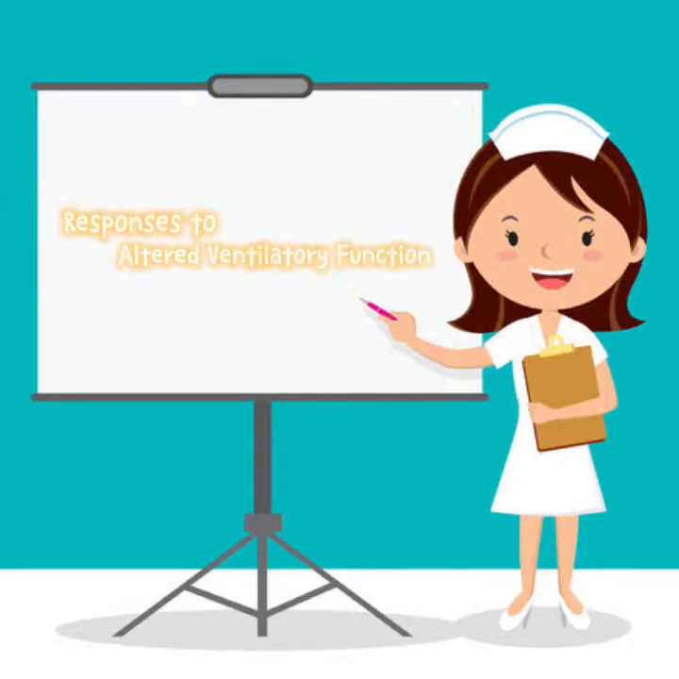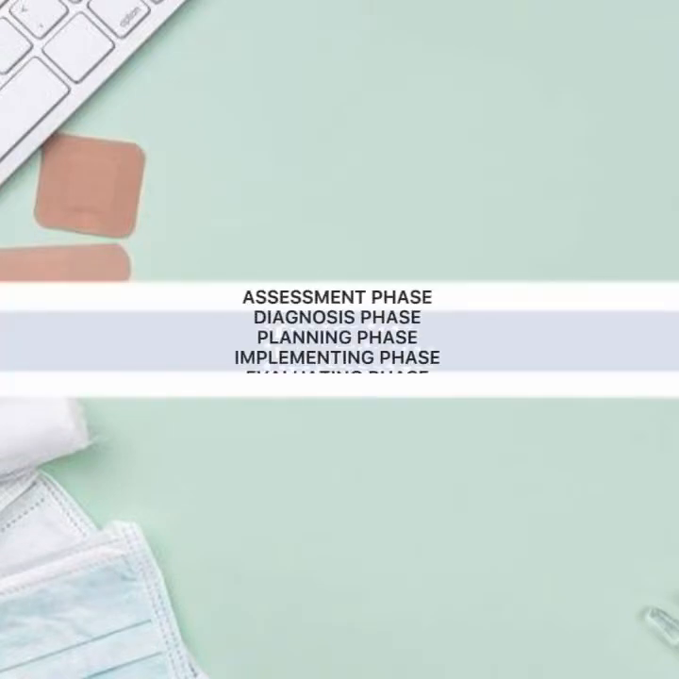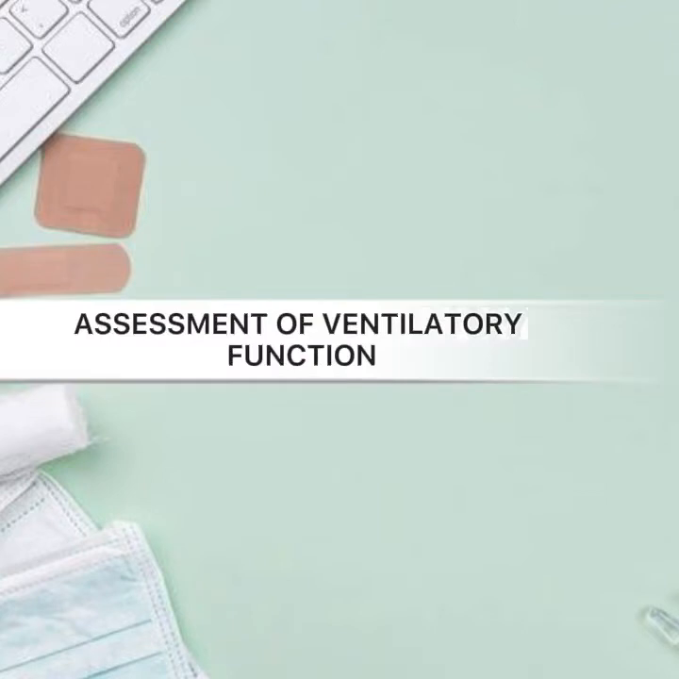Responses to altered ventilatory function using the 5 phases of the nursing process, namely the assessment phase, nursing diagnosis phase, planning phase, implementing phase, and the evaluating phase. In this way, we will be able to integrate the nursing process in the care of the client with altered ventilatory function in the critical care settings. First, let's discuss the assessment of the ventilatory function.